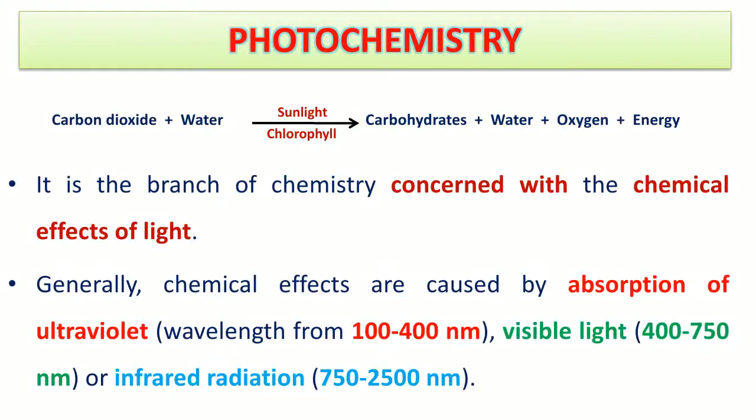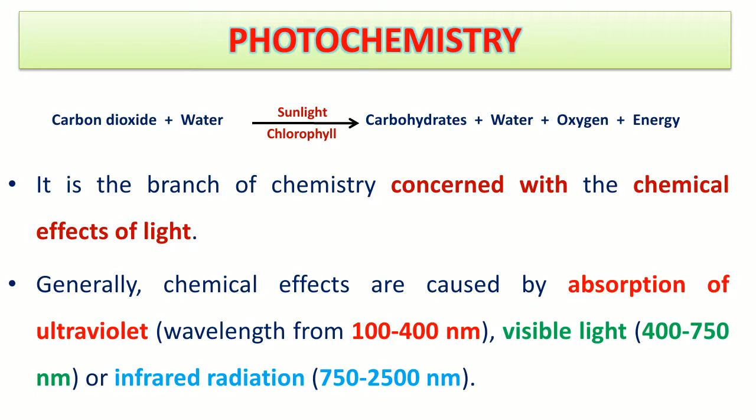This is the general reaction of photosynthesis. Here, you can see the involvement of sunlight in converting reactants into products. Light plays such an imperative role in photosynthesis, so it is important to study the chemical effects of light. This branch of chemistry is called photochemistry.